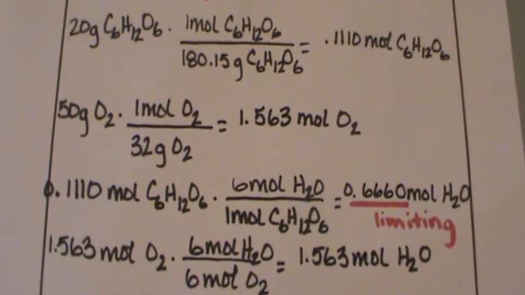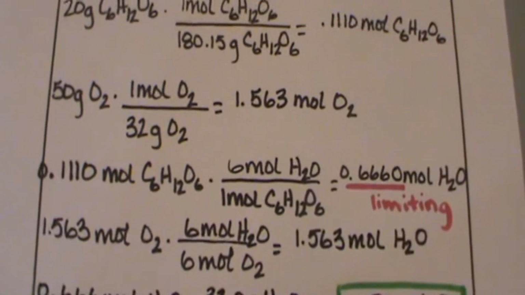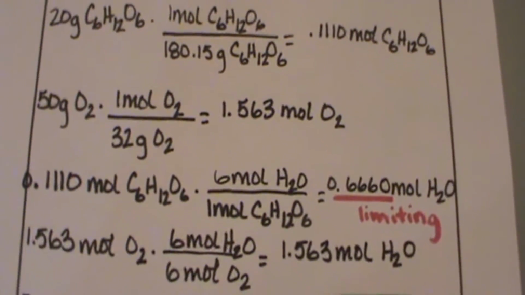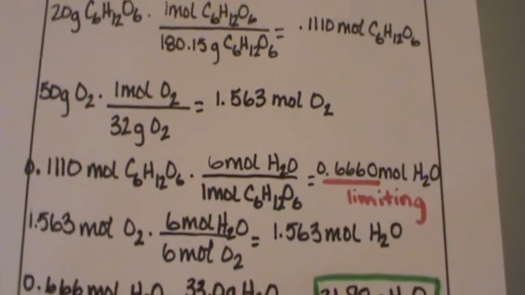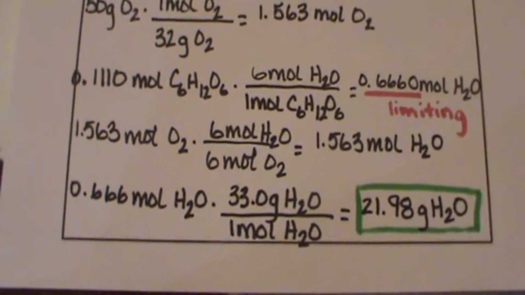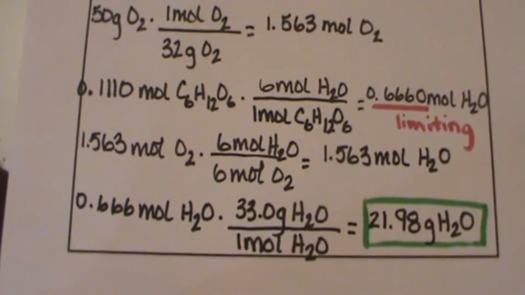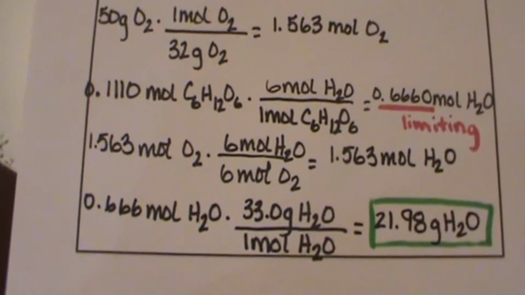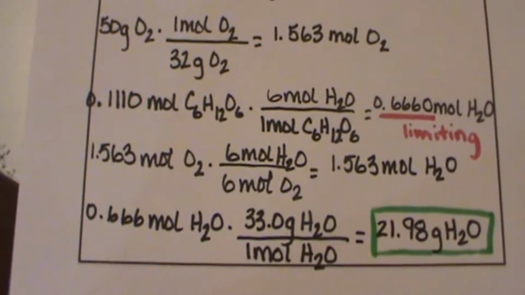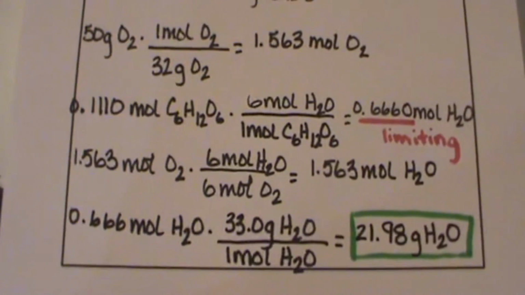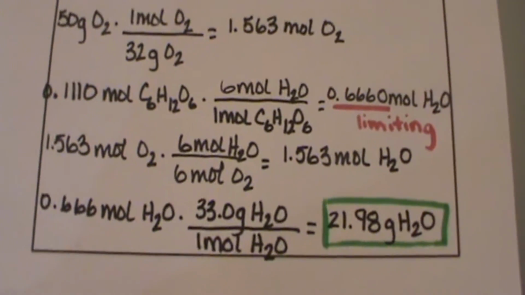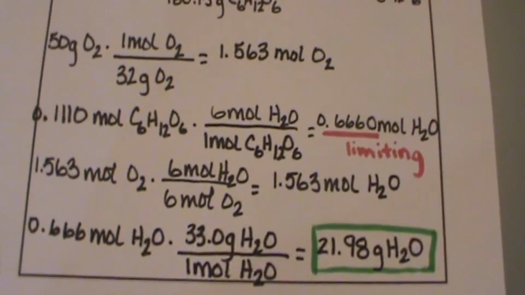So I know that the maximum number of moles that can form with these weights is 0.6660. So I will then take that and convert that into grams using the molecular weight of H2O, which is 33.0 grams. So 0.666 times 33 gives me a final answer of 21.98 grams of H2O.